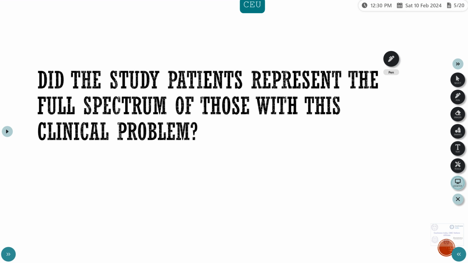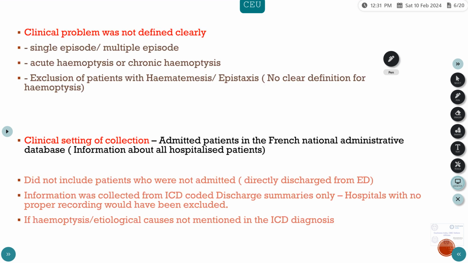Going into the critical appraisal questions: do the study patients represent the full spectrum of those with this clinical problem? To answer this question, you need to look at two things. One is the clinical problem as such, and the other is the clinical setting, and whether the entire spectrum was involved or not. The clinical problem is not defined clearly, because they mentioned patients had presented with hemoptysis.